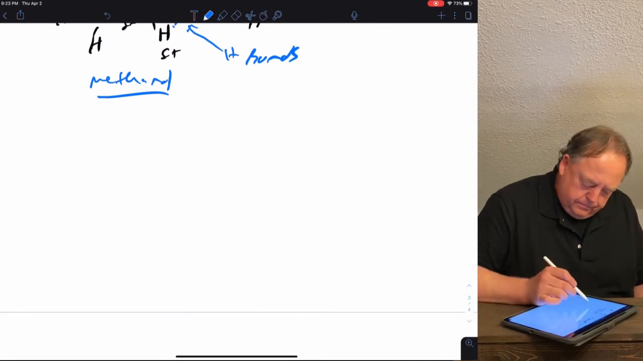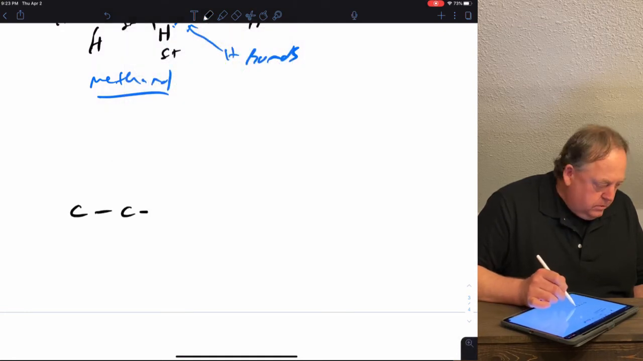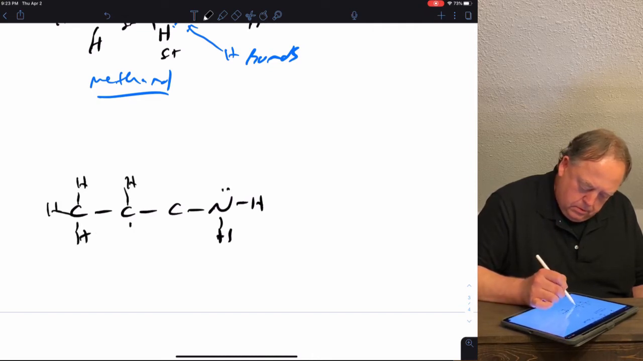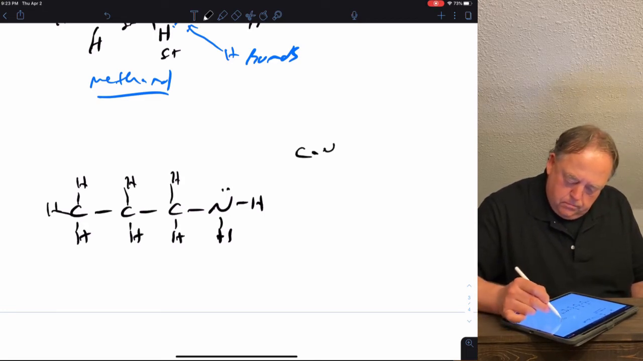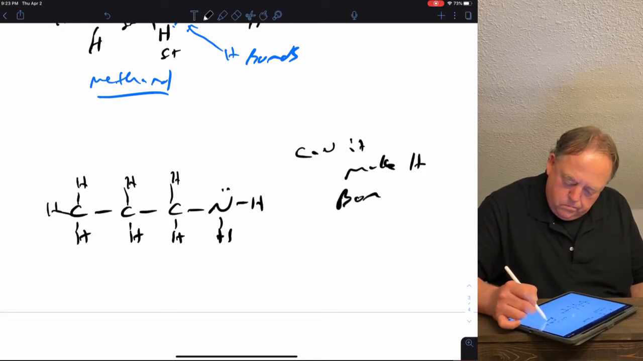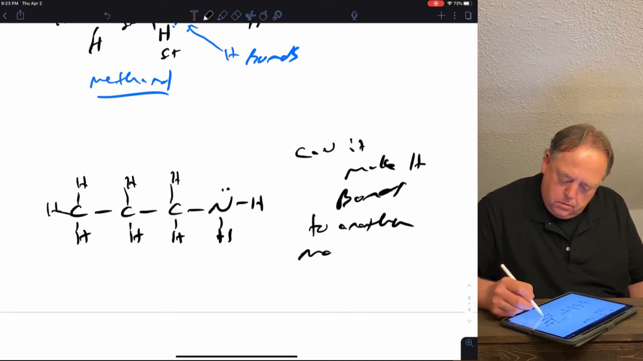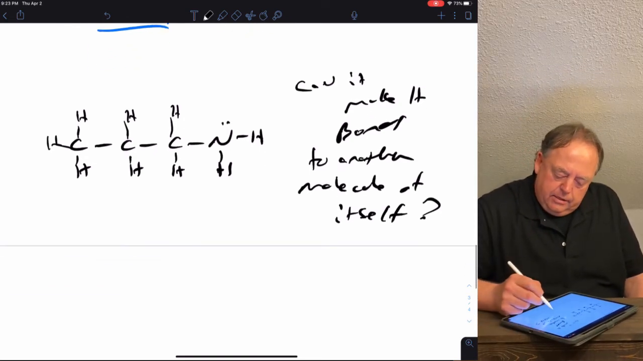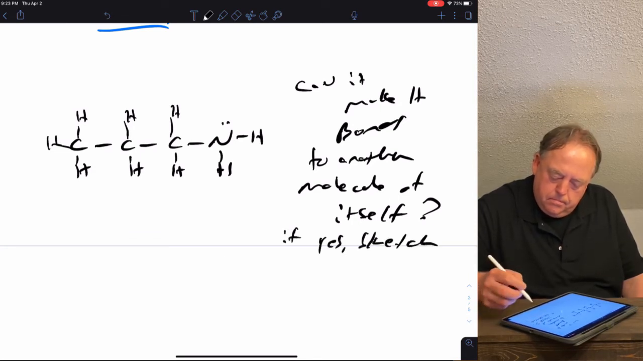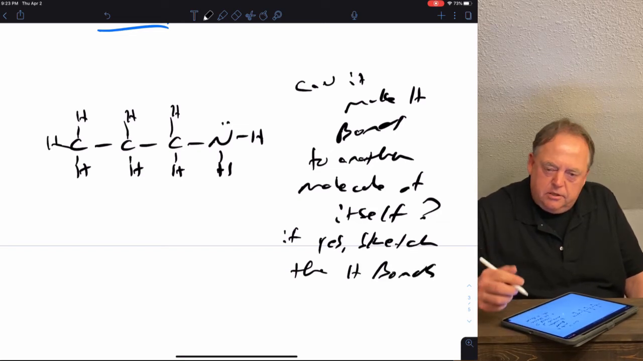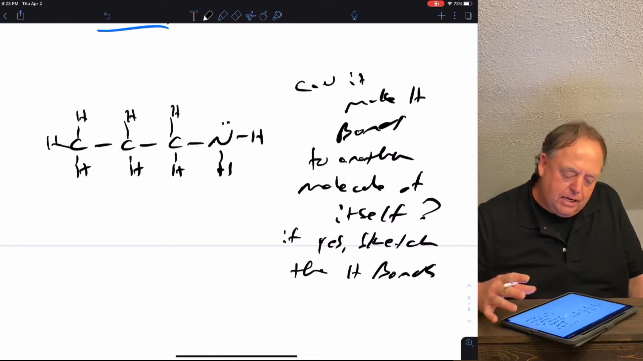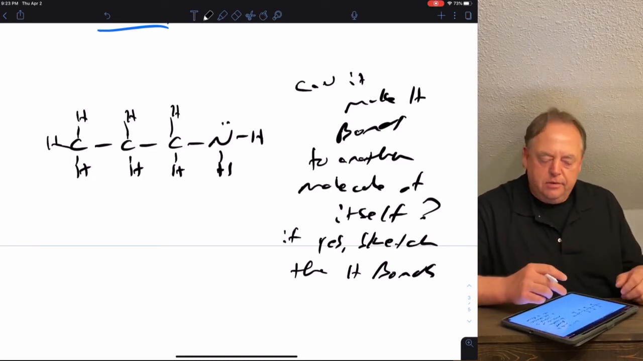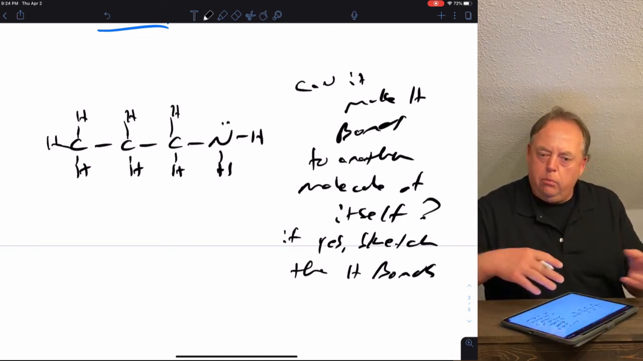Okay, so if we took one more example. So let's take this molecule. Can it make hydrogen bonds to another molecule of itself? If yes, then sketch the hydrogen bonds. That's basically what you would have to be able to do on a test in this chapter. In this chapter, there's lots of drawing. It's very conceptual, drawing dipole-dipole attractions, drawing hydrogen bonding attractions, drawing van der Waals attractions. Or you'd be asked to, given molecules, put them in order of boiling point, from low boiling to high boiling.